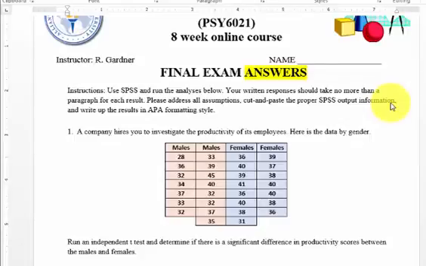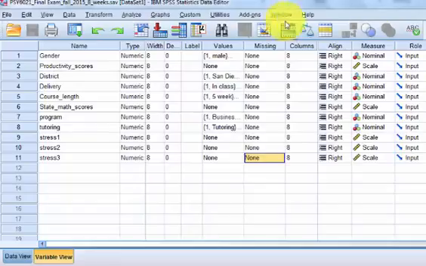Okay, I'm going to take the final exam and we will just discuss it as we go. So, question number one is an independent t-test. The IV is group, and the levels are male and female, and the DVs are these productivity scores. So, everything's good. The first thing you have to check is normality of the data.